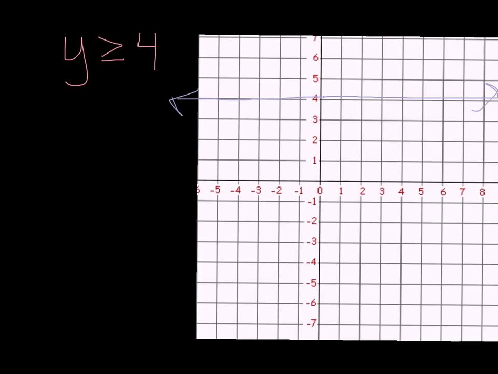All right, and let's pick a point. Again, 0, 0 is not on there, so I'm going to go ahead and plug a 0 in for my y. Is 0 greater than or equal to 4? This is false. So I'm going to shade the other side.